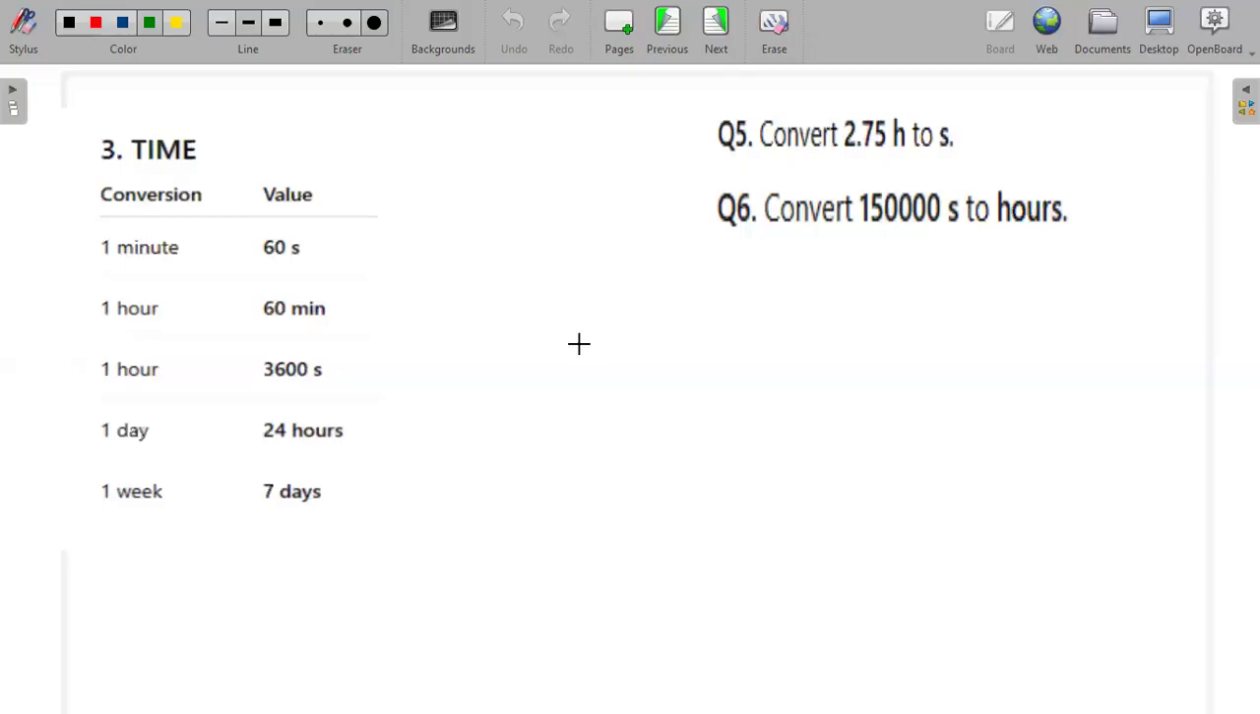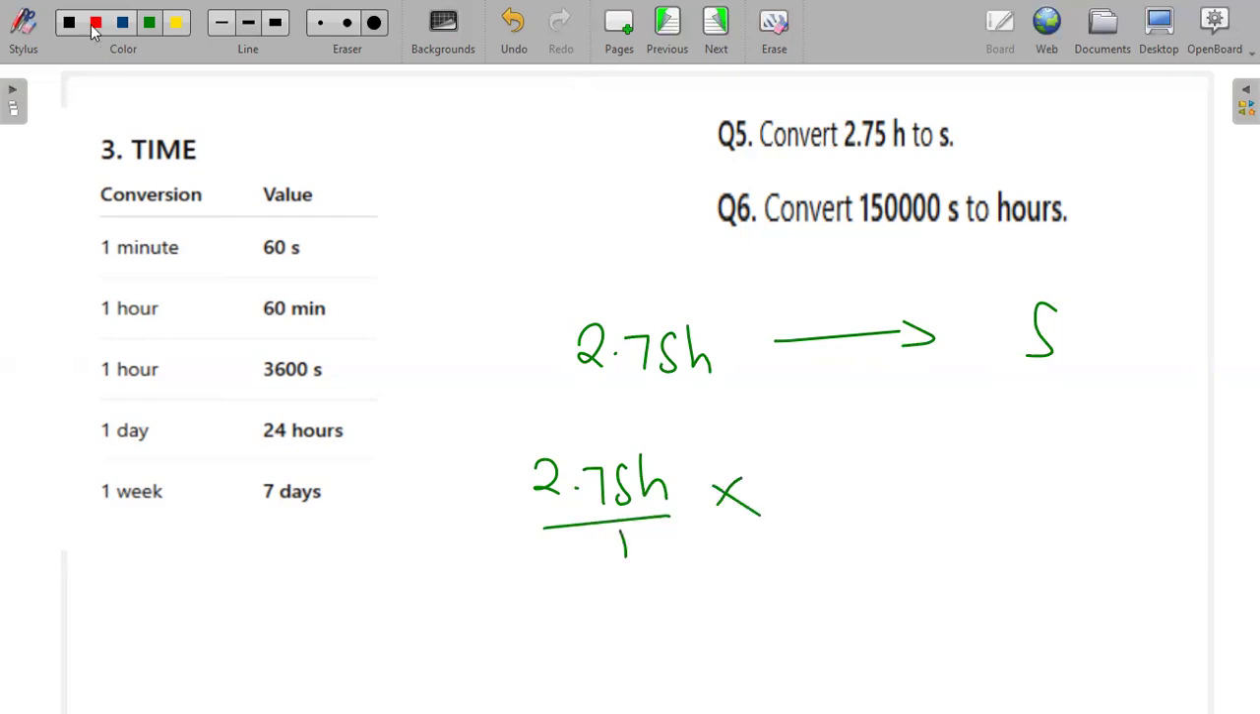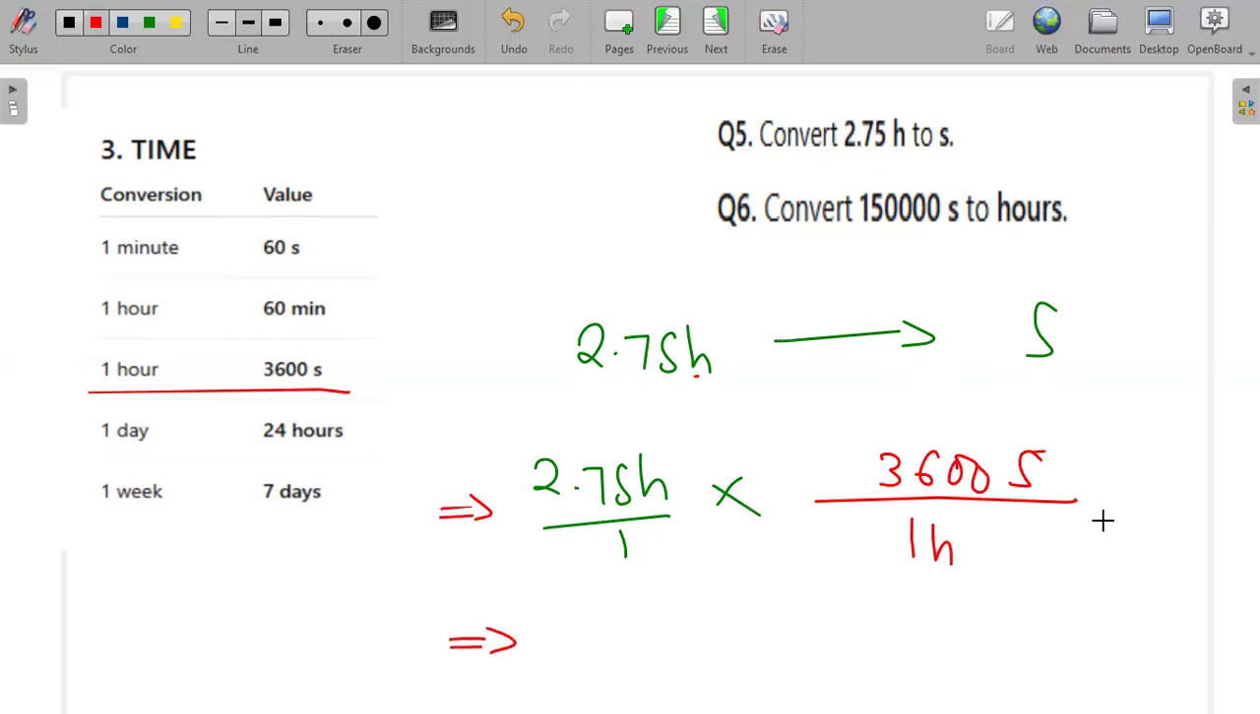So here we've been given 2.75 hours. They want us to change this to seconds. So what are we going to do? We're going to say 2.75 hours over 1 multiplied by the conversion factor that relates the hours and the seconds. So I'll write the line. 1 hour is the same as 3,600 seconds.